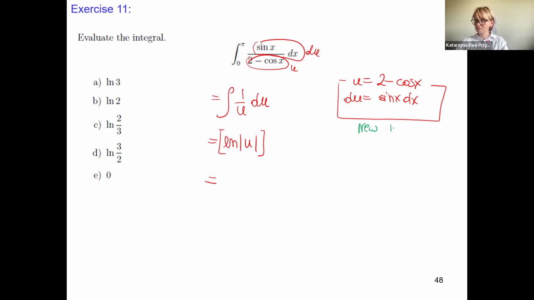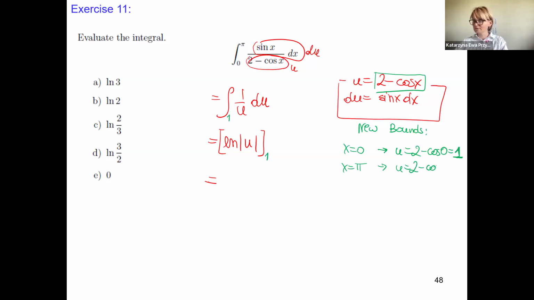Okay, what are the new bounds, new limits? When x is 0, then what is u? When x is pi, what is the other u? We're using 2 minus cosine of 0. What is cosine of 0? Cosine at 0 is 1. Yes, thank you. 2 minus 1, it is 1. That means this one is 1.